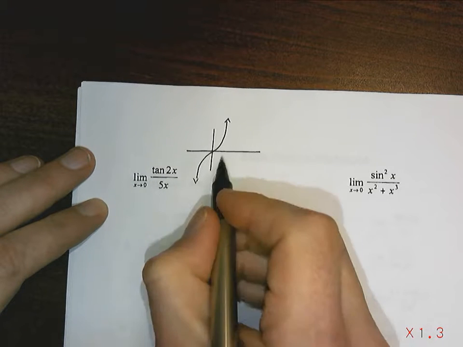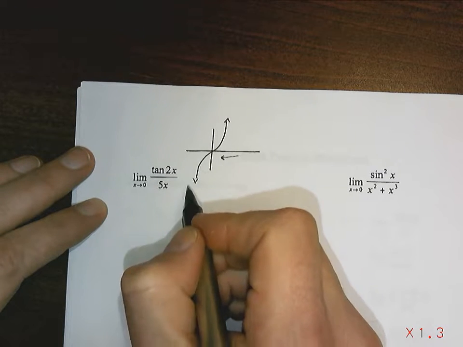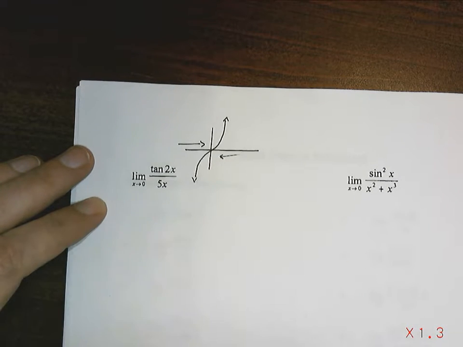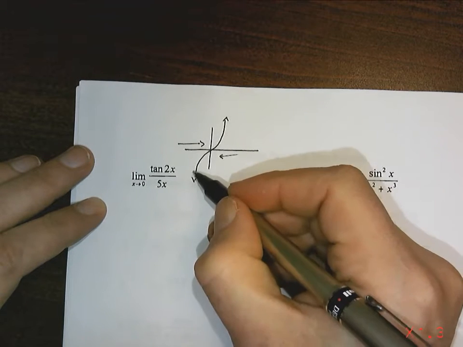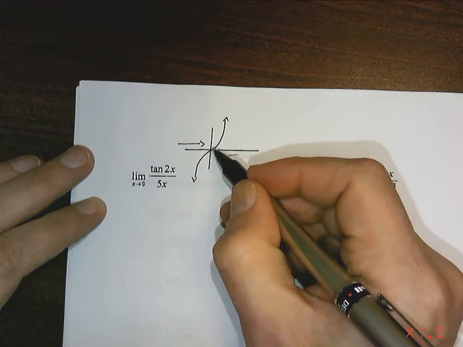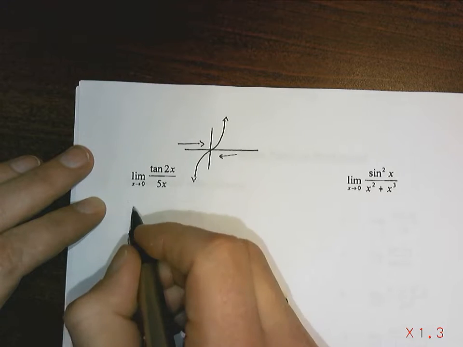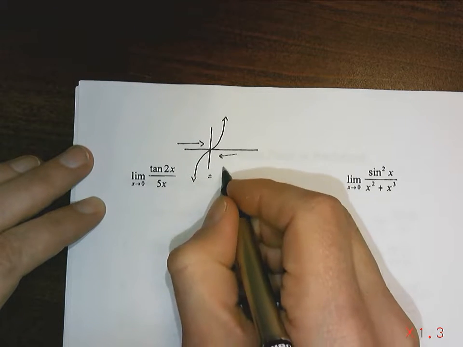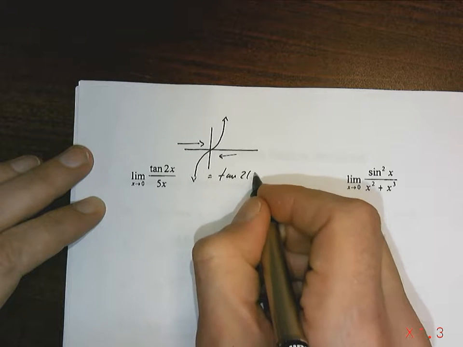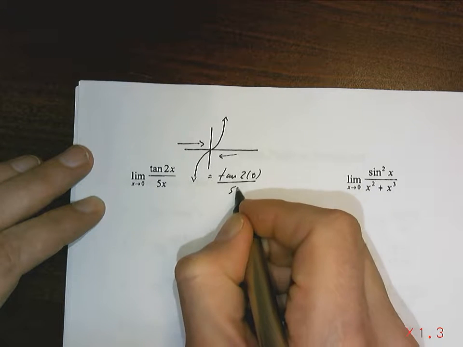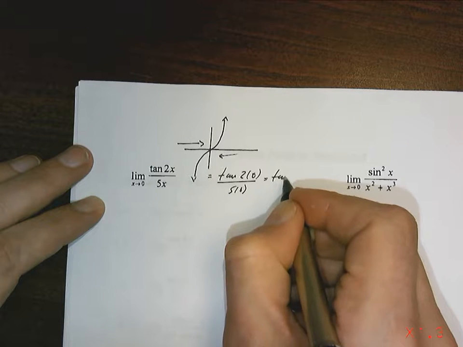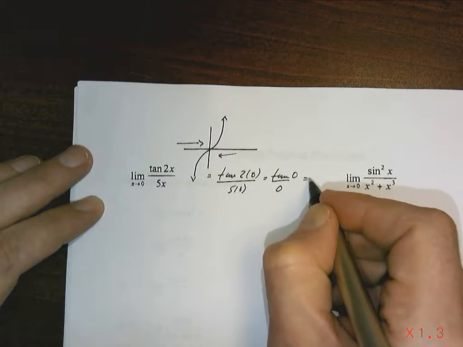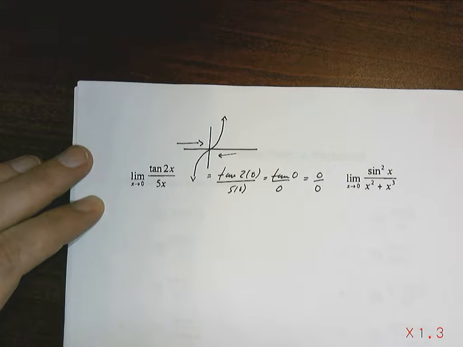So as x approaches 0 from the right, I'm approaching 0. And as x approaches 0 from the left, the range value is approaching 0. So this is going to be 0. It's going to equal tan of 2 times 0 over top of 5 times 0, which is tan of 0 over top of 0, which is 0 over 0. Indeterminate. We have more work to do.